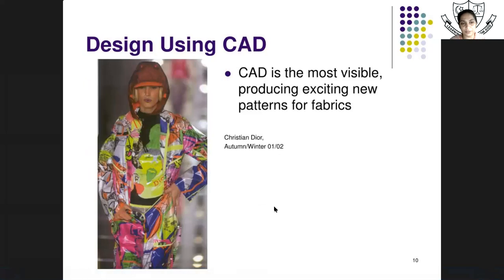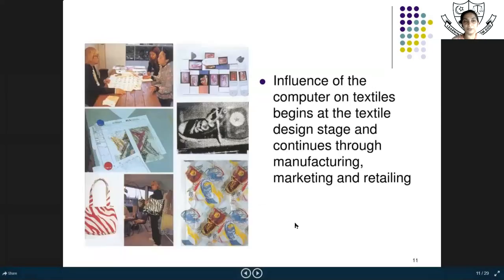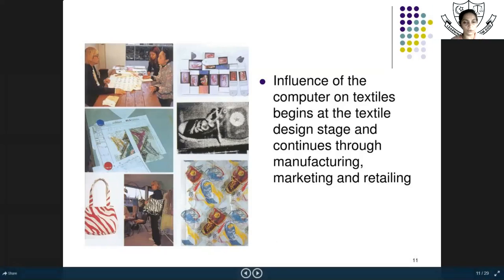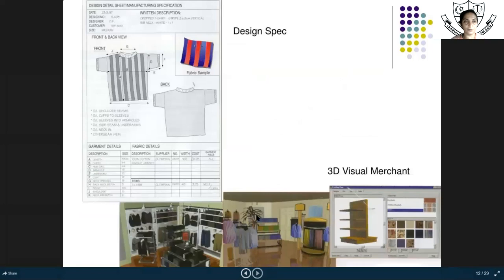Now here if you can see, this is close to impossible if you're doing it manually. But because it is done in CAD, you're able to assemble various images, various pictures, various colors and put it into a convincing format, which is much easier if you're doing it in CAD. The influence of the computer on textile begins at the textile design stage and continues through manufacturing, marketing, and retailing. So stage 1 to the end product, in the entire process, the CAD is involved.